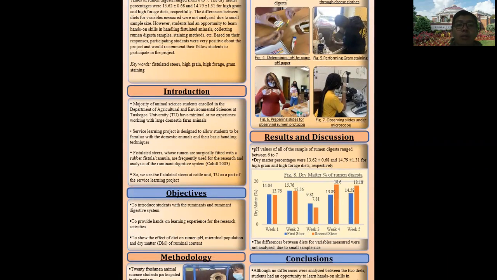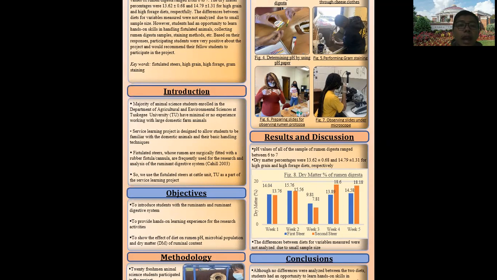The majority of the students enrolled in animal sciences at Tuskegee University have minimal or no experience of working with large domestic animals. So that's why we have a service learning project here at TU, which is especially designed to allow students to become familiar with domestic animals and their basic handling techniques.